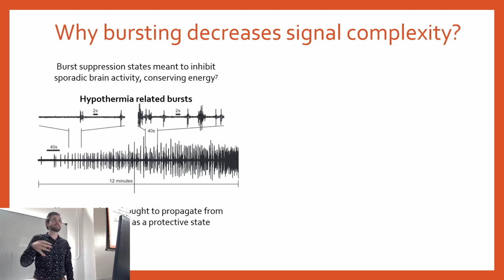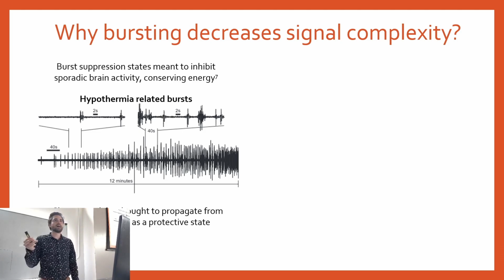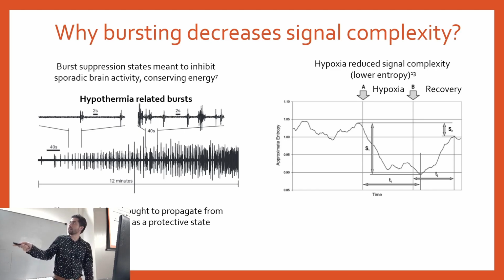So if you think about these slow delta waves appearing, and you can see the bursts increasing over the time course here, these are suppressing parts of the brain, lowering activity, and we start to get a signal that looks more and more similar across the brain, or a decrease in entropy over time. So you can see when hypoxia appears, we have a much lower overall signal change.